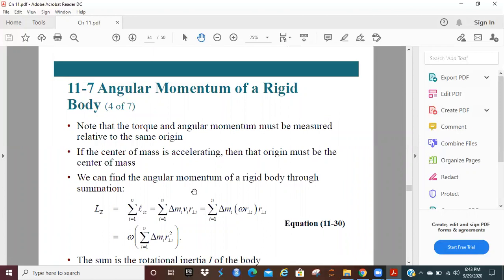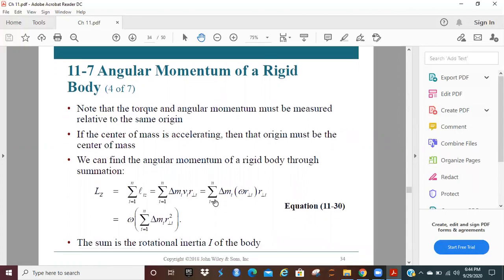So note that the torque and angular momentum must be measured relative to the same origin. It's not really any different than forces and linear momentum being relative to the same origin, so that really hasn't changed that much. If the center of mass is accelerating, then that origin must be the center of mass.